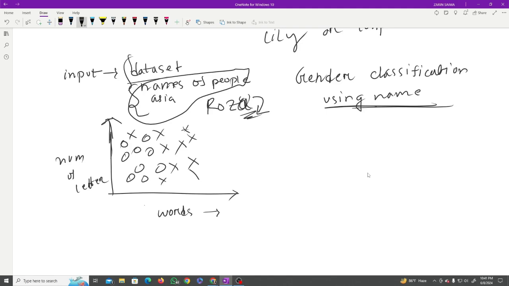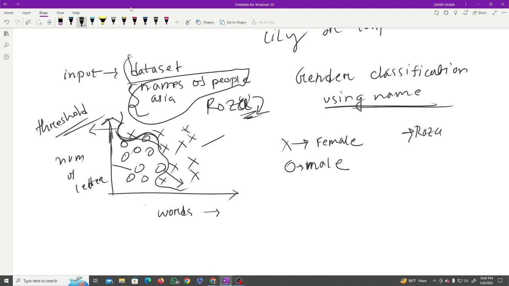Suppose you give a new name, let's take my name, Rosa, and you ask whether this is male or female. Your value lies somewhere here. So you can easily tell, okay, it is not on this side of the boundary, it is on that side of the boundary. So my input, which was my name, should be female. You see, you have only two options, either female or male. That's what I was saying, that in classification you have only two outputs. You can only have two labels. So that was one example.